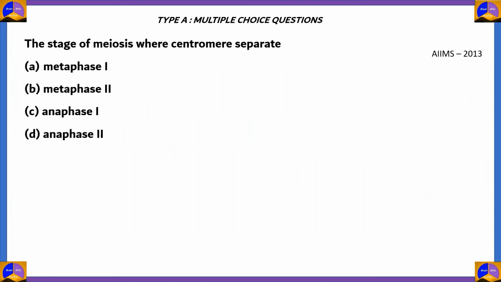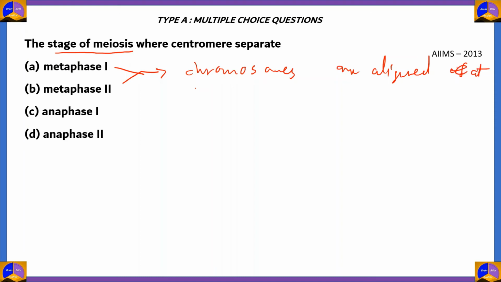Next question. The stage of meiosis where centromere separates is A, metaphase 1, B, metaphase 2, C, anaphase 1, and D, anaphase 2. In both metaphase 1 and metaphase 2, the chromosomes are aligned at the equator of the cell. So therefore, options A and B are incorrect. The stage of meiosis where centromere separates can either be anaphase 1 or anaphase 2. Let's check which of these is correct.